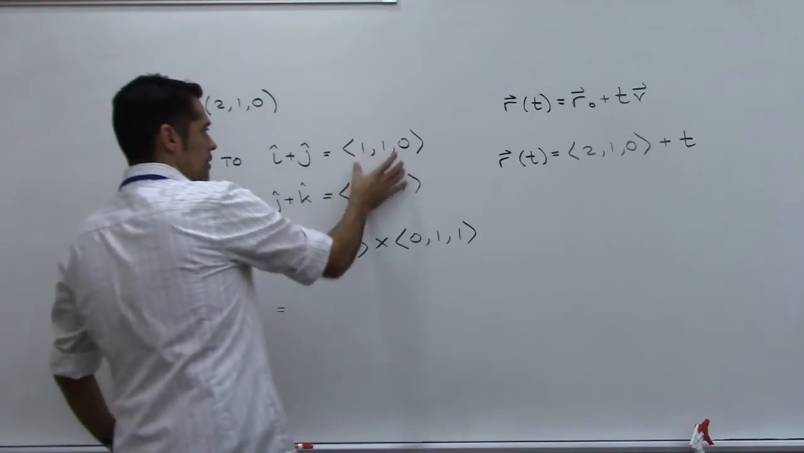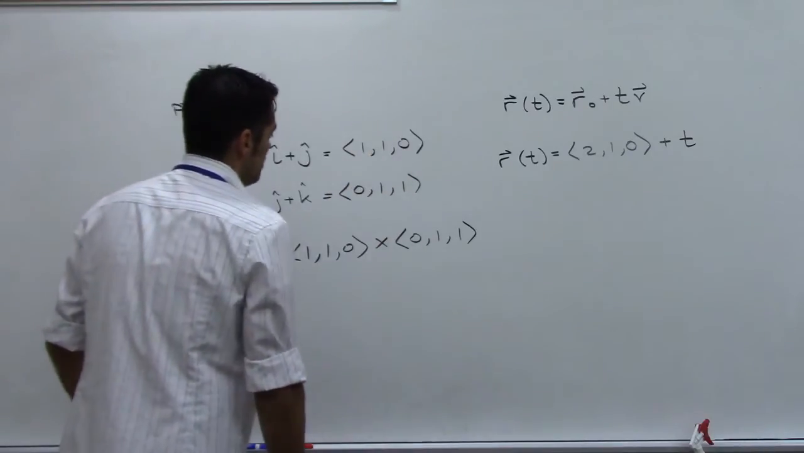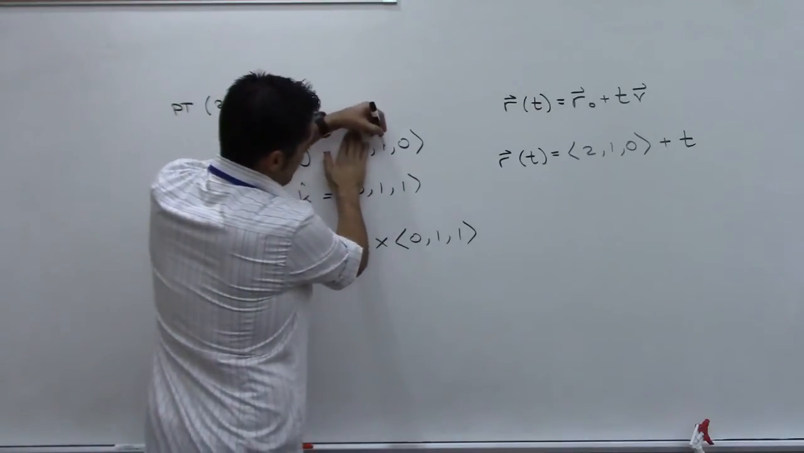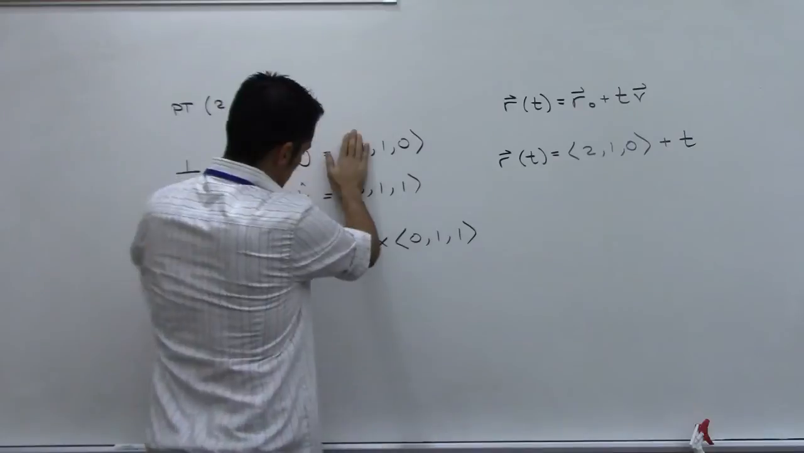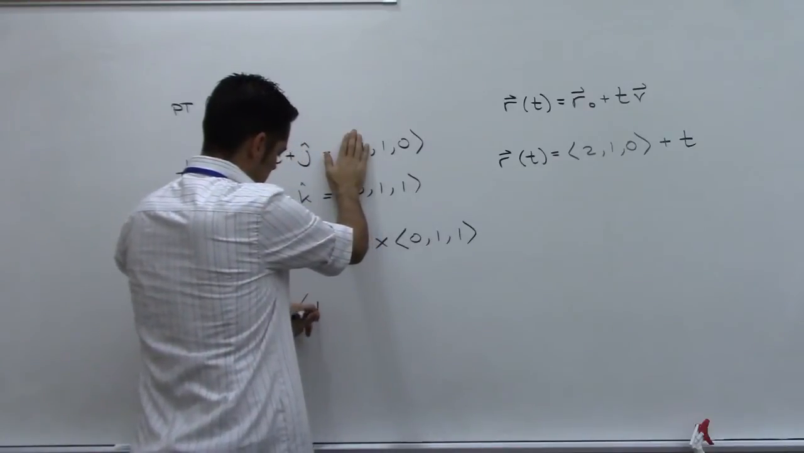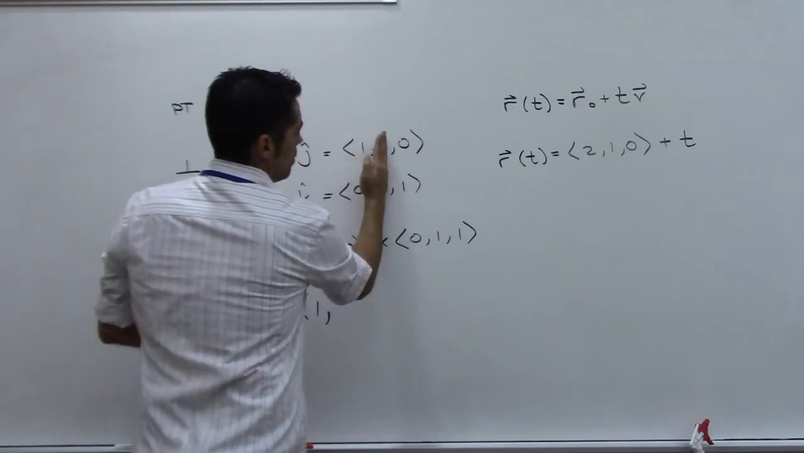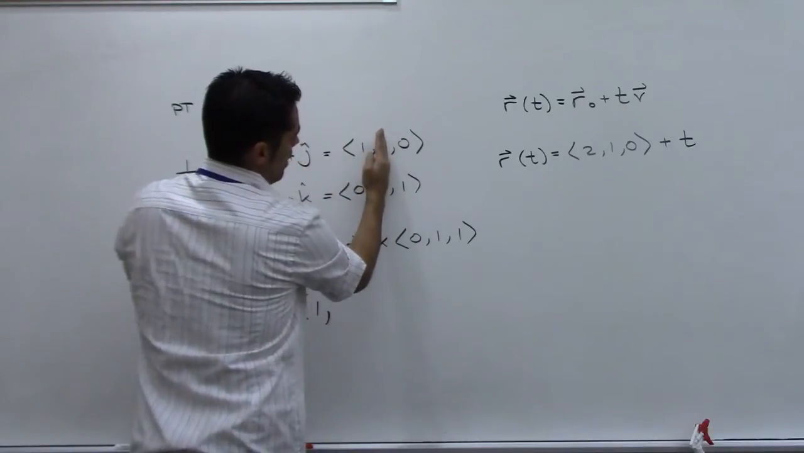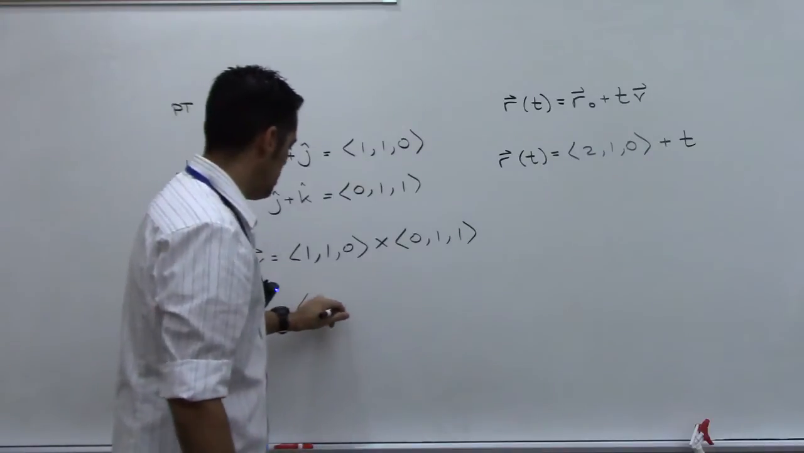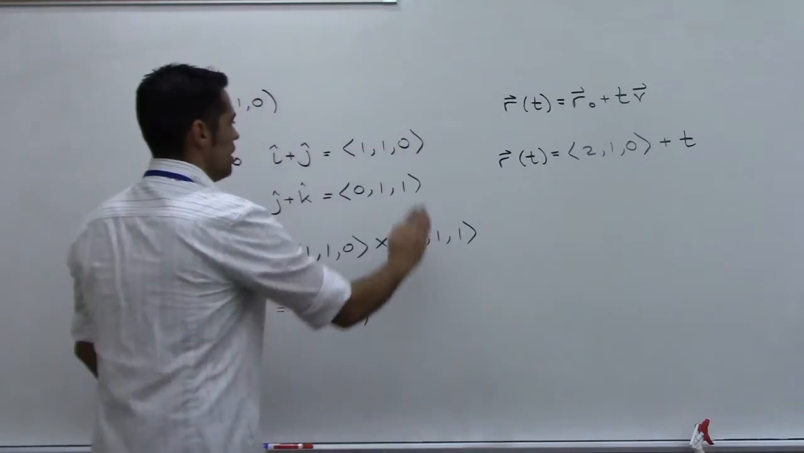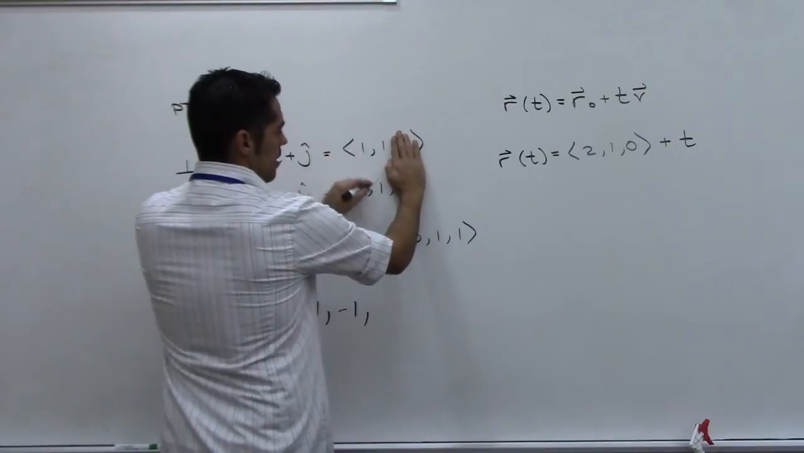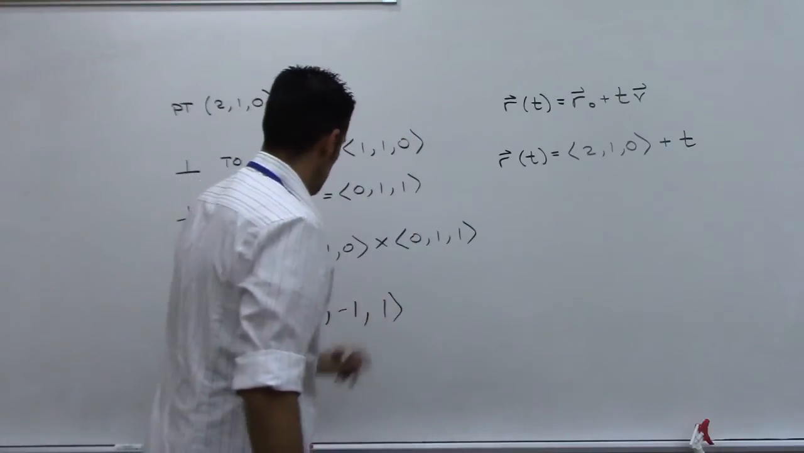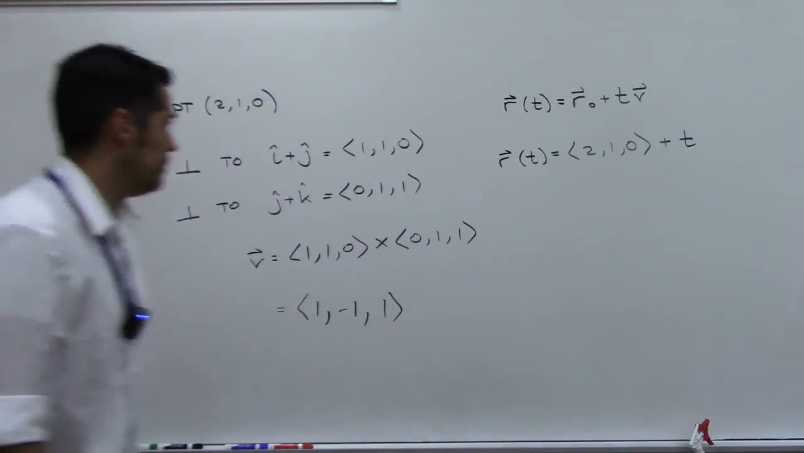Now, I wrote them vertically here, so it'll be a little easier for us to do. If I'm trying to find the i component, cover up the i. Okay, 1 times 1 is 1. Take away 0, so I just get 1. Cover up the middle. We've got 1 times 1 is 1. Take away 0, and then subtract that, so it's going to be negative 1. And then if we're trying to get the last piece, cover this up. 1 times 1 is 1. Take away 0, so 1. So that's going to be our v.